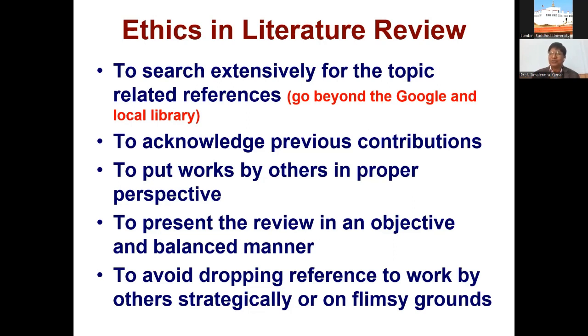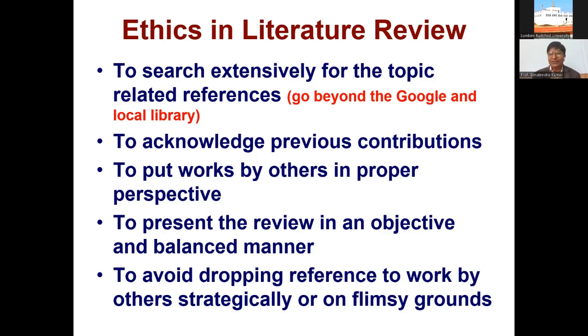Sometimes, in reviewing the books on the research topic, a researcher takes only the positive things. He does not take the negative things from the book. He tries to avoid the negative things that the previous scholars have done. But here he should be very honest. When he is reviewing the literature related to his work, he must be critical also. He must give the positive and negative aspects of the book, the chapters, or the papers of the journal. To avoid dropping references to work by others strategically or on fancy grounds.